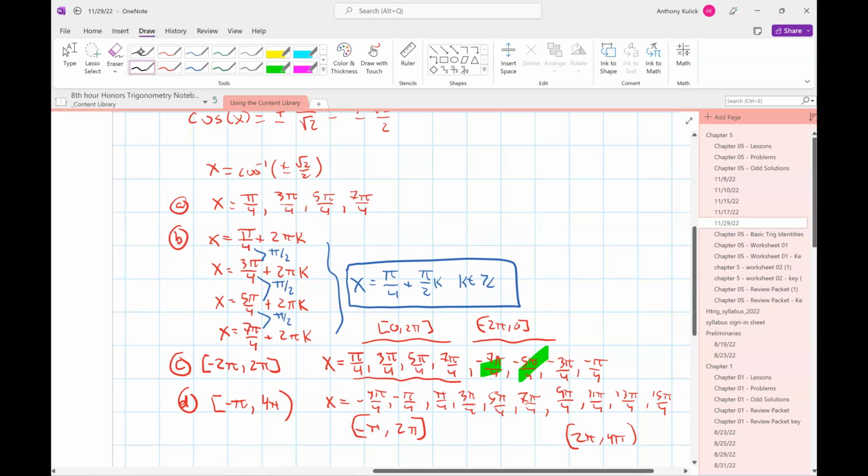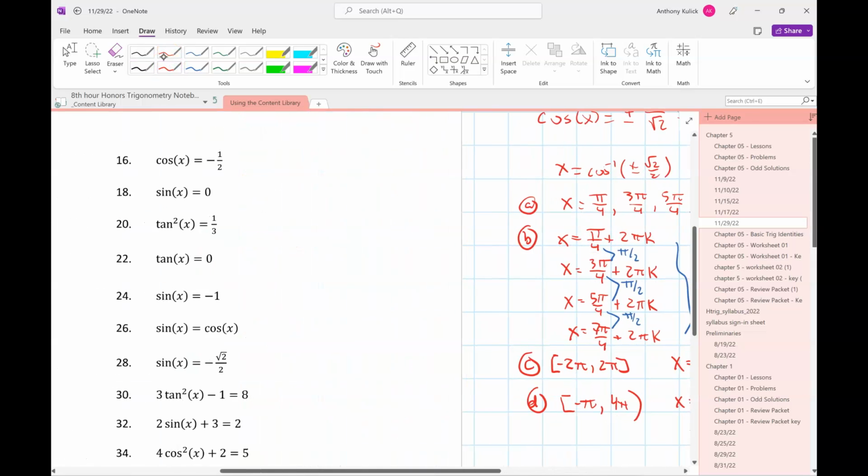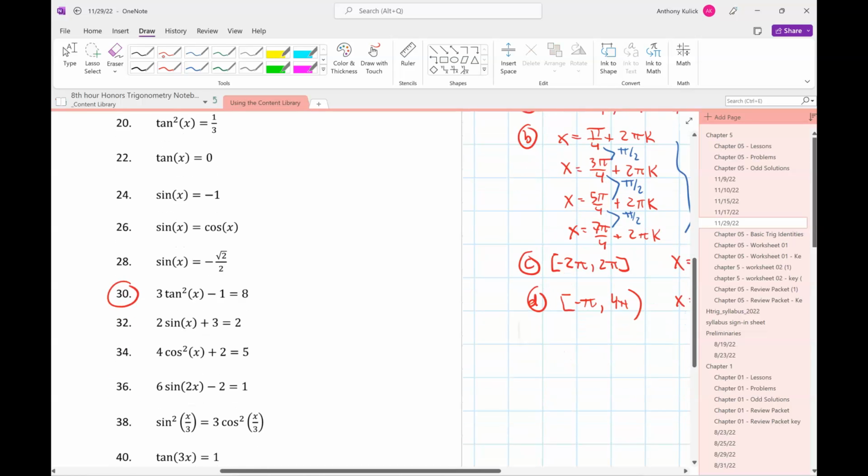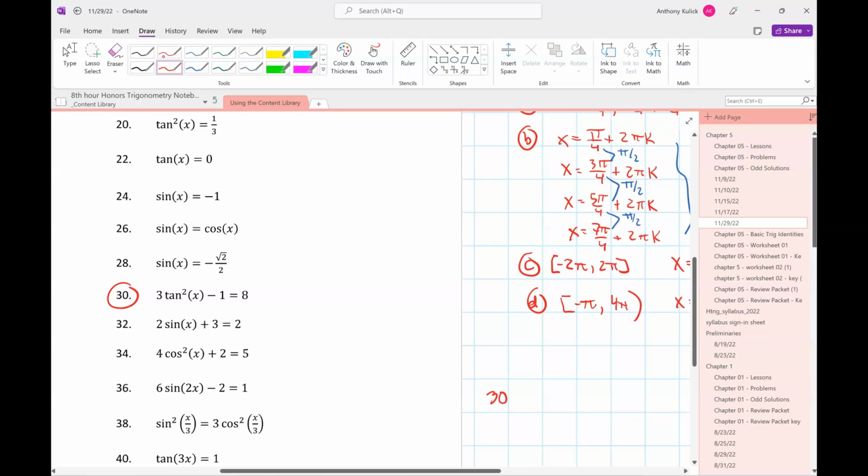Allie. Can you do number 30? Sure. Let's take a look at 30. Okay. 3 tan squared minus 1.